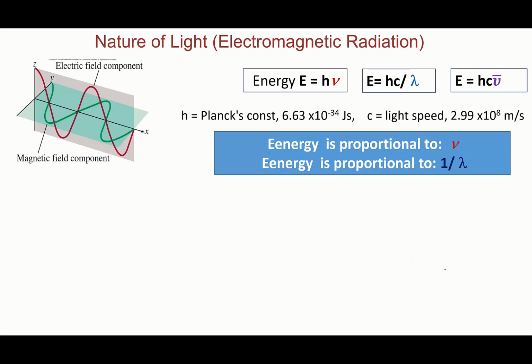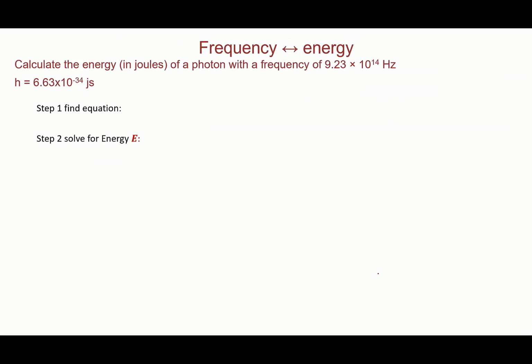The second type of calculations or conversions is calculating the energy of light, either from frequency or from wavelengths. Frequency energy conversion is done using that form of Planck's formula, and wavelengths energy calculation is done using that form of Planck's formula. Let's do the first one, calculating energy starting from frequency and vice versa.